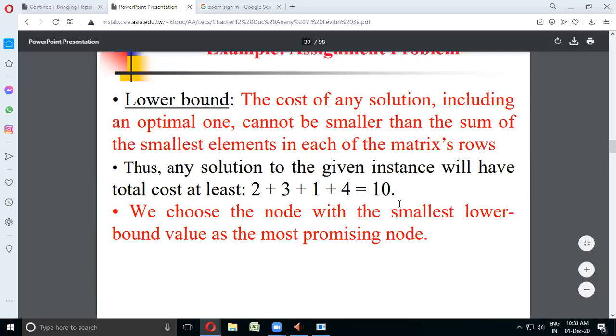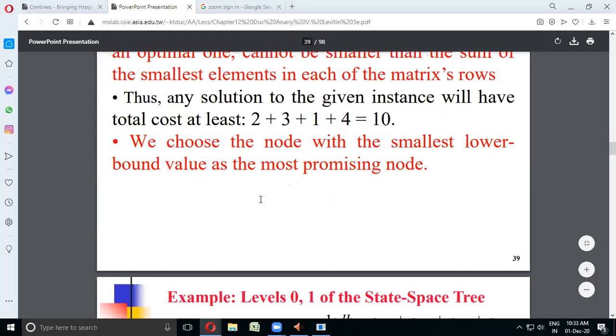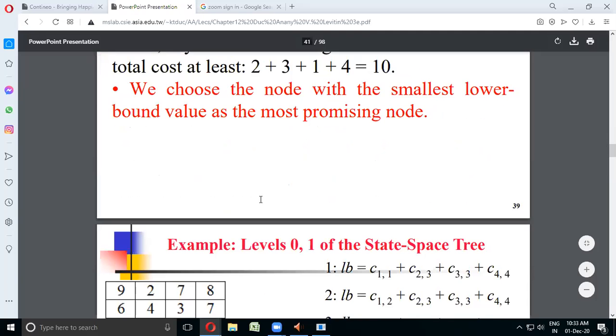Okay. So what is this 2? We are choosing the node with the smallest value. Okay. And then we will see how to go about. Now I have got the lower bound for this problem. Okay. Now let us start drawing the state space tree and understand what would be the value.